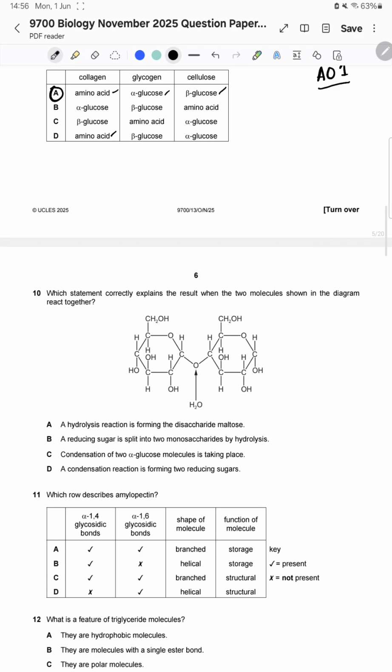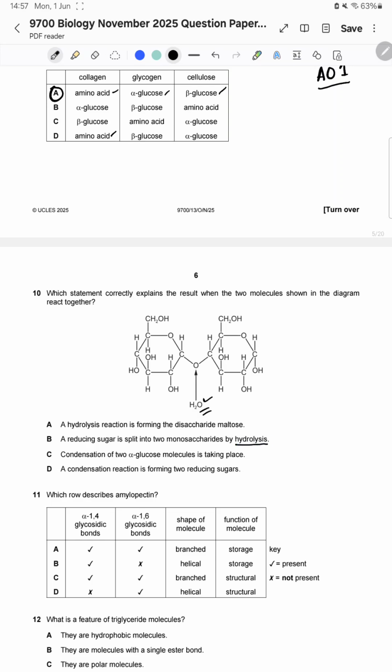All right. Moving on to question number 10. Which statements correctly explain the results when the two molecules shown in the diagram react together? So what we can see over here are two molecules of glucose which are reacting together in the presence of water, right? So which particular statement is more relevant over here? So what looks like, okay, so when we add water, what are we doing?